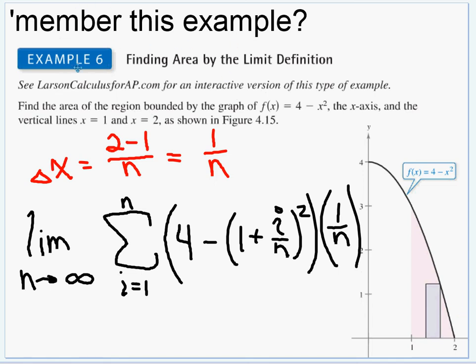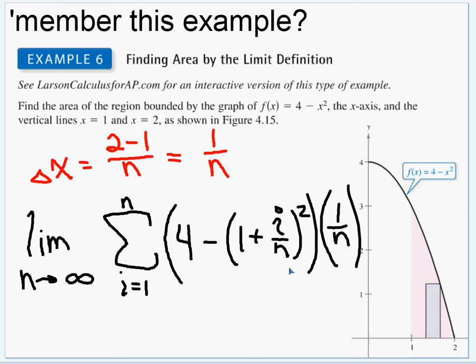Remember this example, number 6? I think this was in 4.2. We wanted to find the area of 4 minus x squared, bounded by the x-axis from 1 to 2. We found our delta x was 1 over n, and then here was our formula, 4 minus x squared, and this was our right endpoint formula. So let's think back to all the algebra here on this.